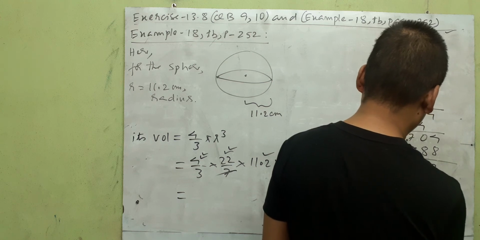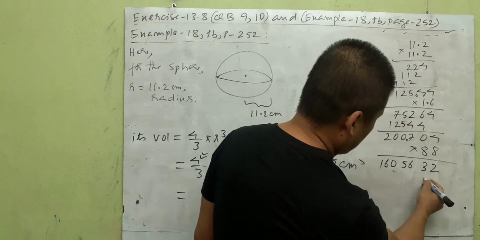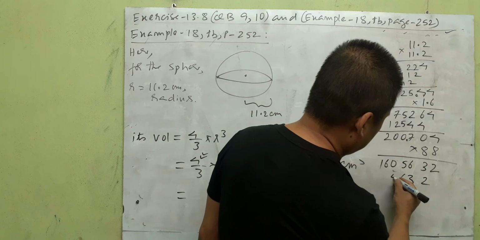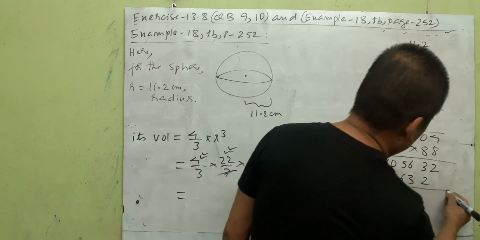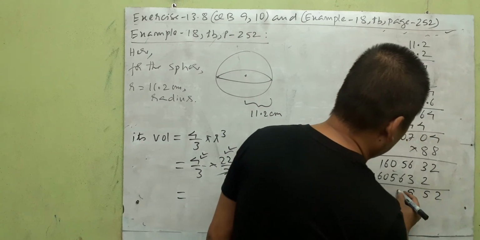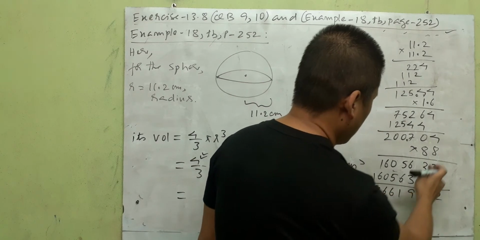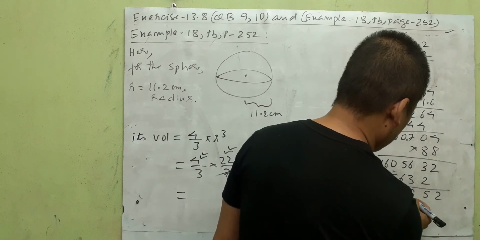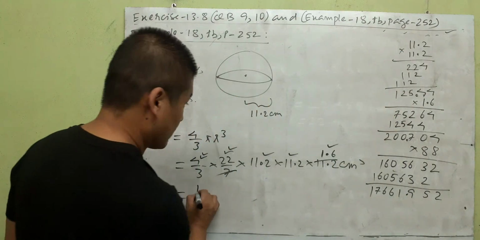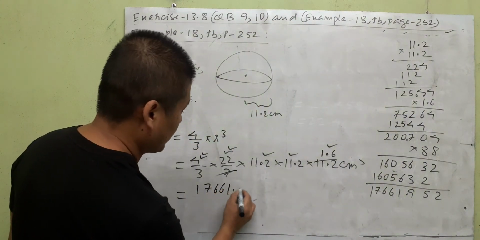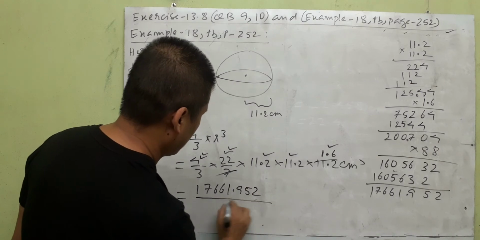8 2s are 16. Then the same number, so 2 3 6 5 0 6 1. Let us try 2 5 9 11 6 6 7 1. 1 2 3, so 1 2 3. So we get here 17661.952 divided by 3.